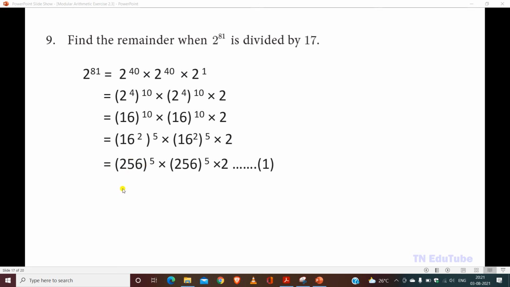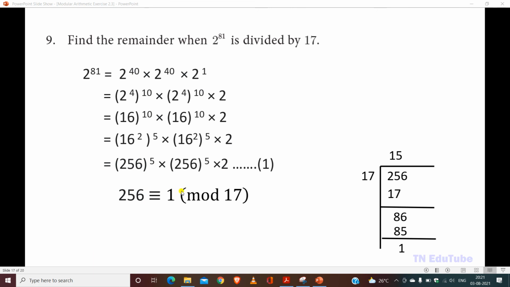Take this 256 and divide mod 17. Divided by 17 only we want to find out, isn't it? Find the remainder when it is divided by 17. So mod 17. When you divide 256 by 17, you get the remainder 1. First 1 time 17, balance 8. Take 6. Then 5 times 17 is 85, balance 1. So the remainder is 1. You should write the remainder here and it is mod 17. So 256 leaves remainder 1 when divided by 17.